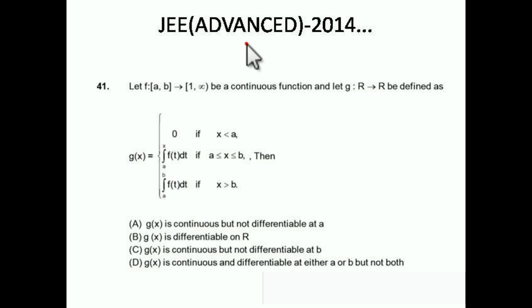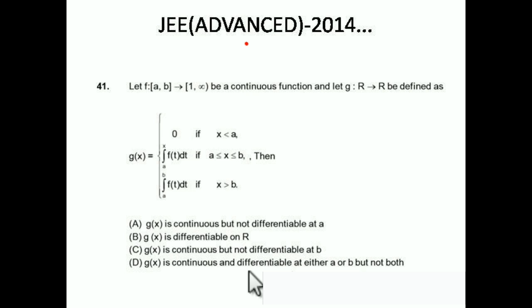So what we have here: let f be a continuous function from [a, b] to [1, infinity), and let g be a function from R to R defined as g of x equal to 0 if x is less than a, integration of a to x f of t dt if a is less than or equal to x less than or equal to b, and integration of a to b f of t dt if x is greater than b. Now we have four options to check whether g of x is continuous but not differentiable at a, is differentiable, or continuous.